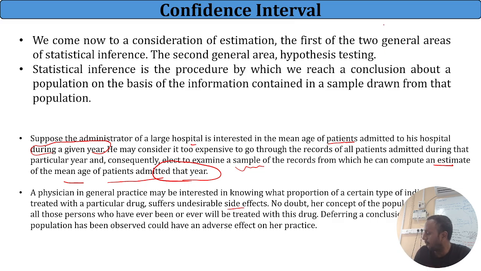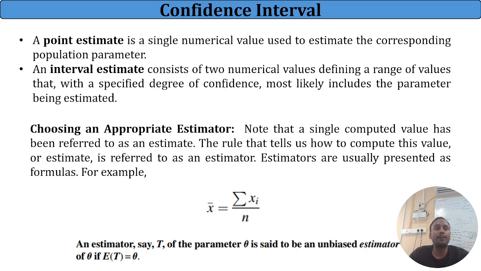So our main aim in statistics is to take some sample and, based upon the sample, tell the estimate of the population, or the inference for the population. A point estimate is a single numerical value used to estimate the corresponding population parameter. It can be anything, maybe mu or sigma. An interval estimate gives two numerical values defining a range of values with a specified degree of confidence, most likely including the parameter being estimated.